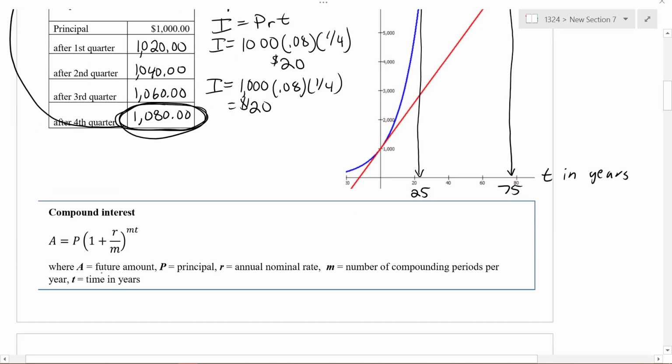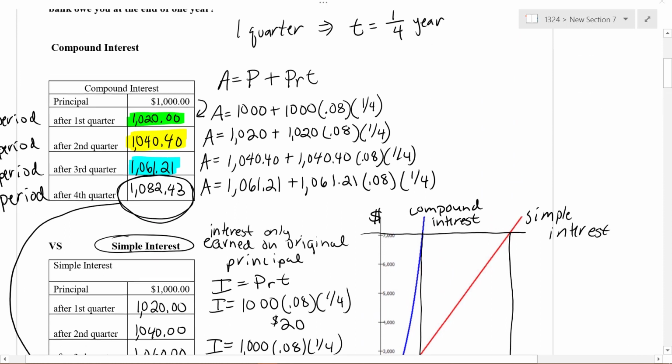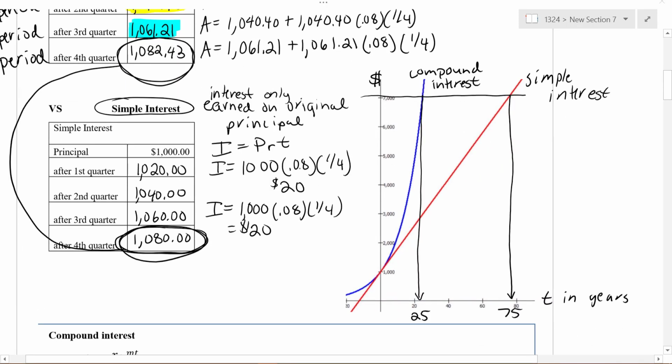We have A, which represents the future amount, is equal to the principal times, parentheses, 1 plus the interest rate, which once again is going to be represented as a decimal and not a percentage. We have M. M is going to represent the number of compounding periods per year. If we go back up here, in this example, the M value would be 4, because we calculated interest 4 times during that year. There would be 4 compounding periods per year, so in this example, our M value would be 4.